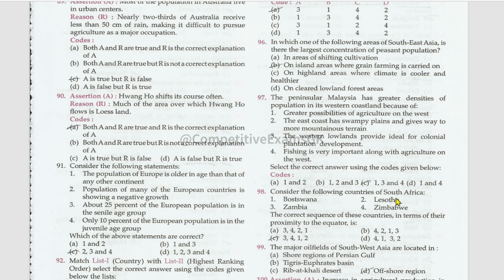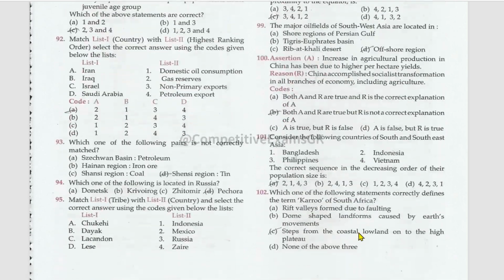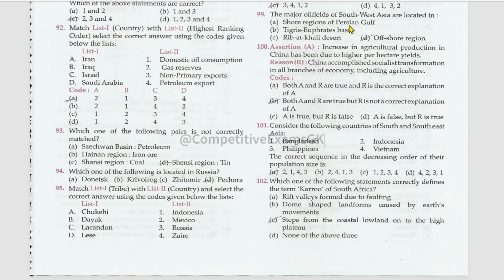Consider the following countries of South Africa. The correct sequence of the countries in terms of their proximity to the equator: Zambia, Zimbabwe, Botswana, then Lesotho. The major oil fields of Southwest Asia are located in offshore region. Next, assertion reason. Increase in agricultural production in China has been due to higher per hectare yields. True. China accomplished socialist transformation in all branches of economy, including agriculture, right?